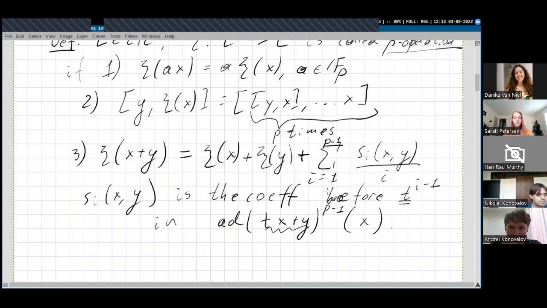So this is the definition of a restricted Lie algebra. Is it obvious that it's symmetric in x and y? It's not obvious, but it's true. Okay, thank you. A restricted Lie algebra is just a Lie algebra with such an operation psi.